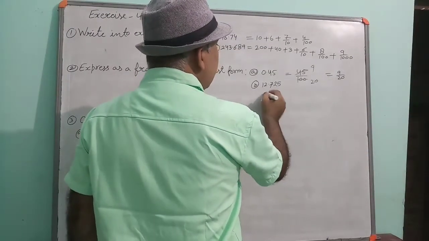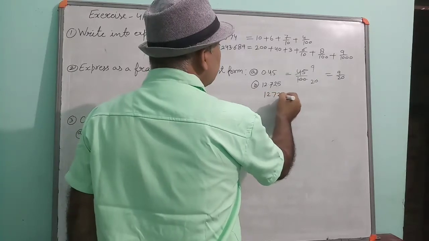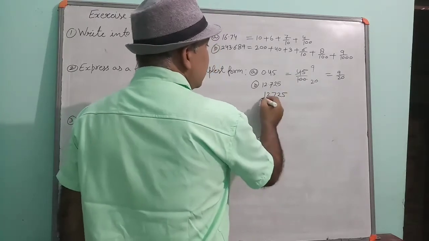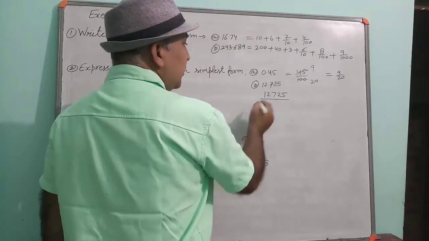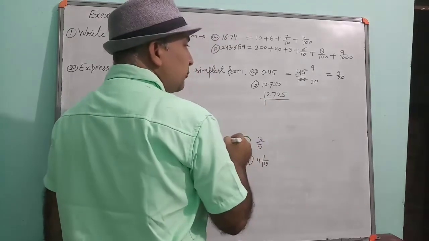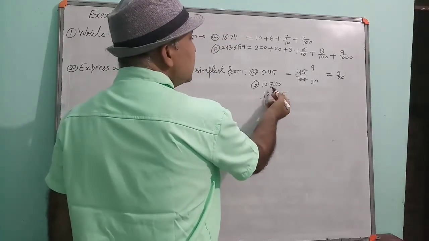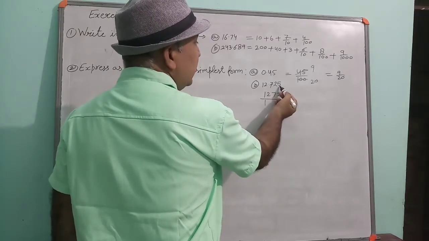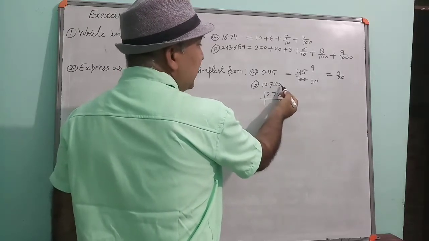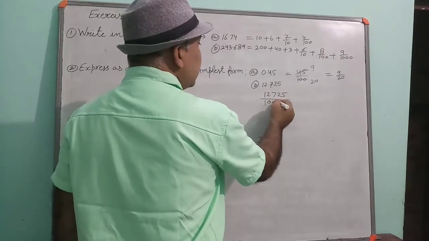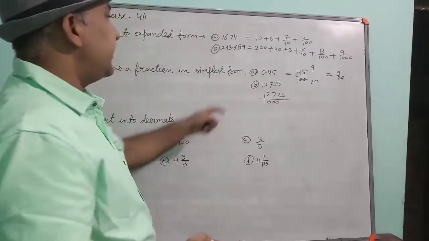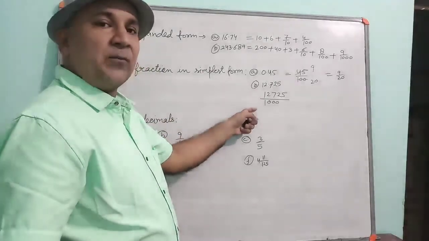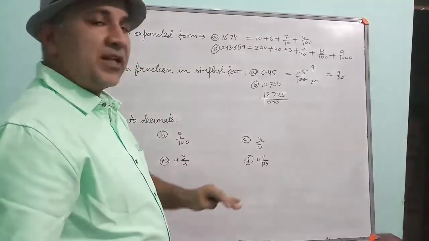12.725. If you write it in, first write the number without decimal, then after in the denominator put 1 followed by zeros after the digits. 1, 2, 3. 3 digits are there. After the decimal there are 3 digits, so put 3 zeros. You have written your number into fraction form. Now write it in simplest form.